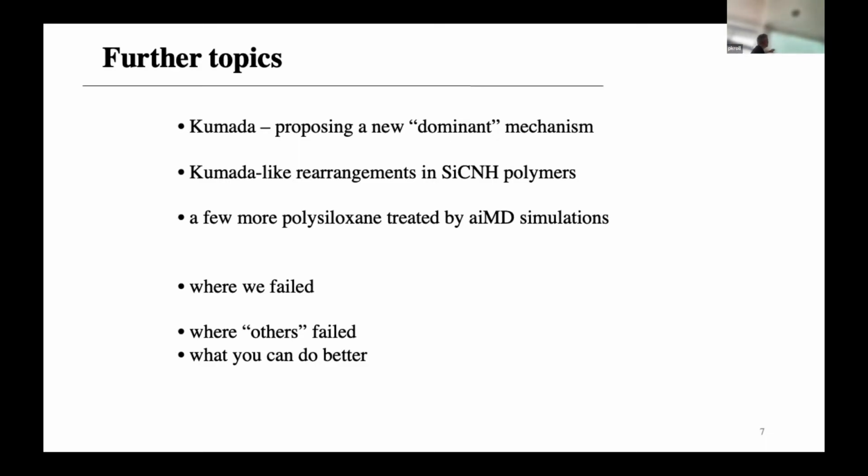A little bit about Kumada, the original Kumada process, proposing a new dominant mechanism. Then I'll show you one example of Kumada-like rearrangements. We have seen, well, tons of them. Just 3 slides about some new polysiloxanes. And then something where I tell you, oh, that's where we failed. I hoped last year that we get there, but after 2 years, basically, we went say, nope. And I show you the last is a little bit of ranting and how to do things a little bit better.